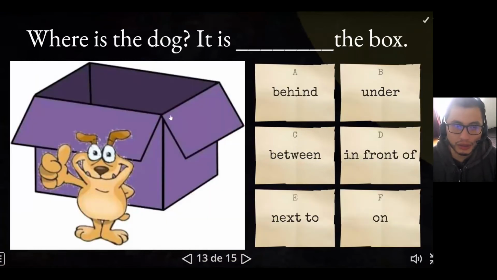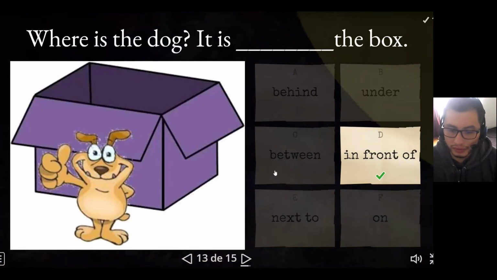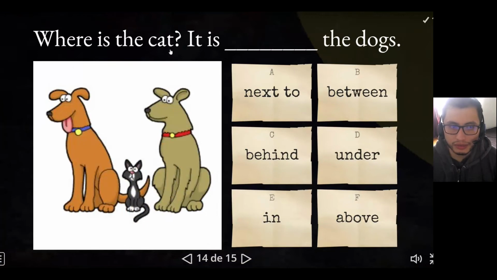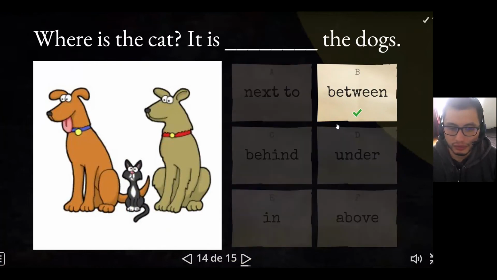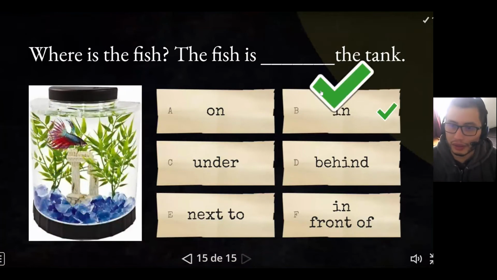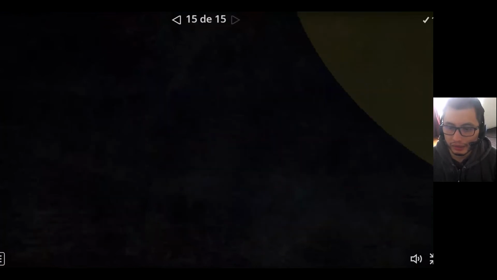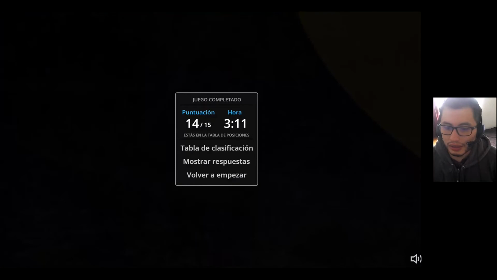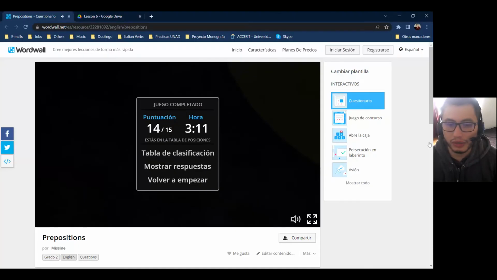Next, where is the dog? It is in front of the box. Where is the cat? So the cat is between the dogs. Where is the fish? The fish is, yes, it is in the tank. Okay, guys, that was a very good job. So thank you very much.